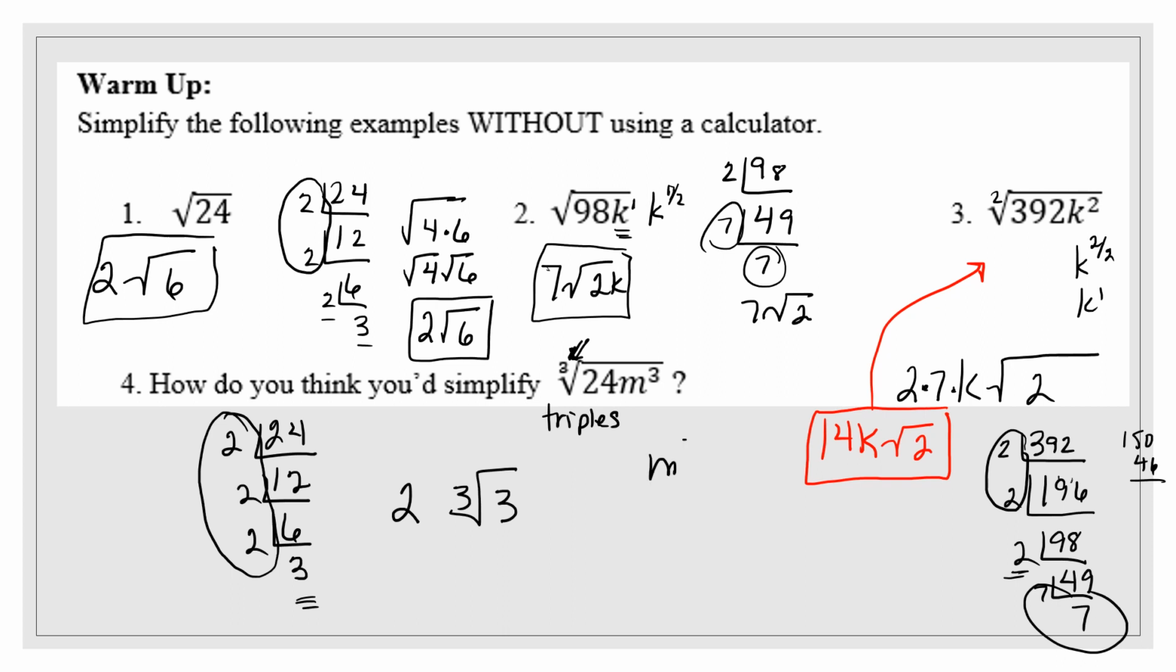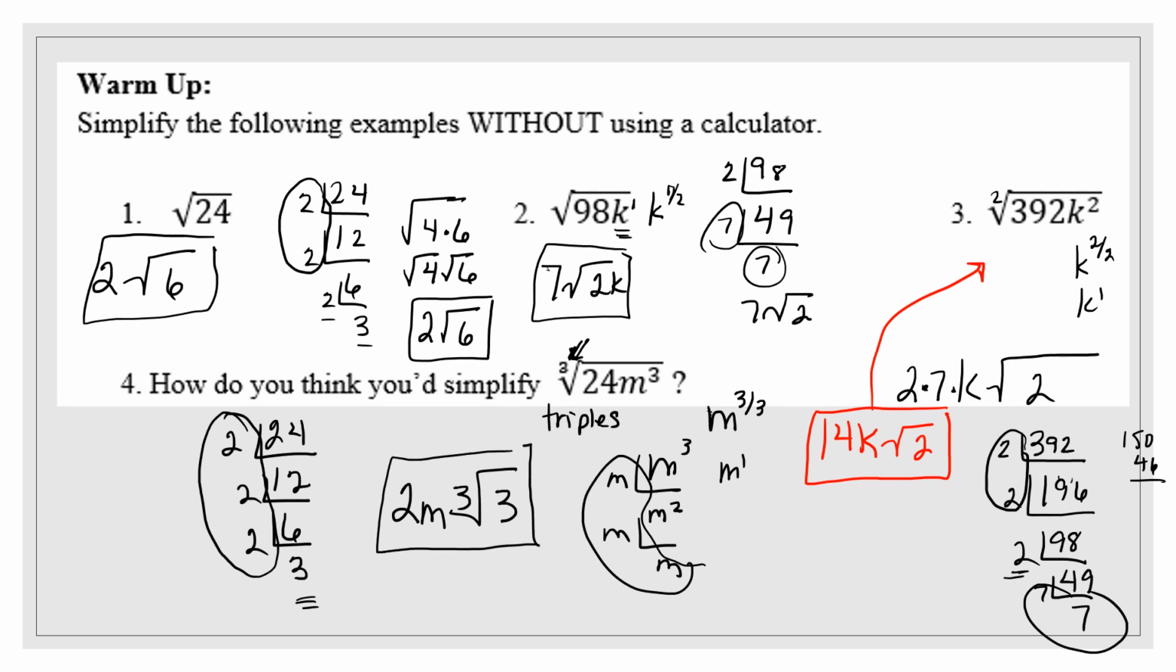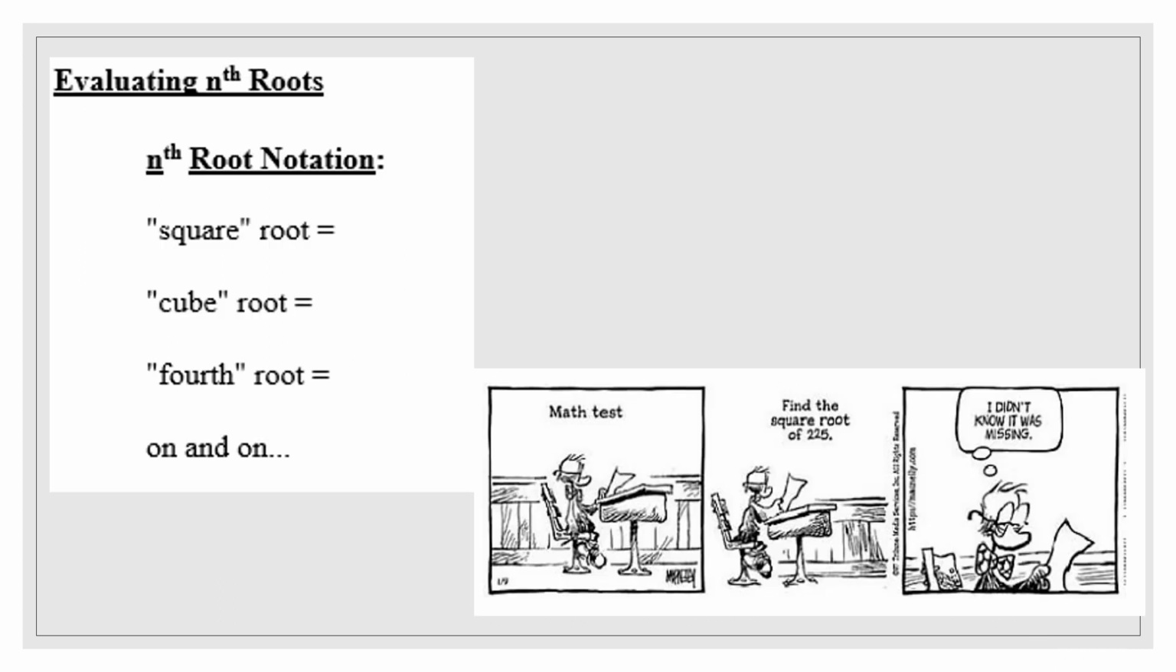I can say m cubed is the same thing as m times m squared, which would be the same thing as m times m times m. So I do get a group of m's, so an m can come out. You can do it that way, or you can write it in rational exponent form. So m to the 3/3, the power over the root, which simplifies to m to the first. So the cubed root of 24m to the third is 2m multiplied by the cubed root of 3. So you can take cube roots as well, not just square roots.